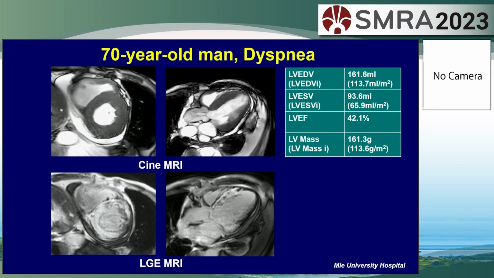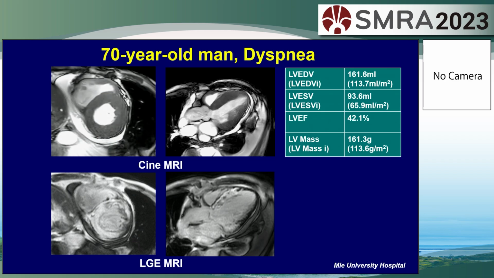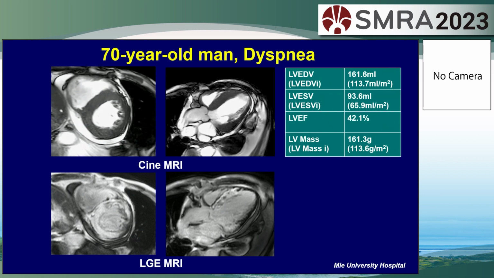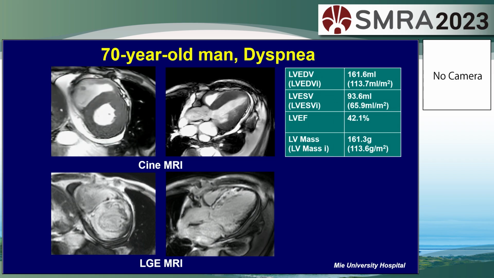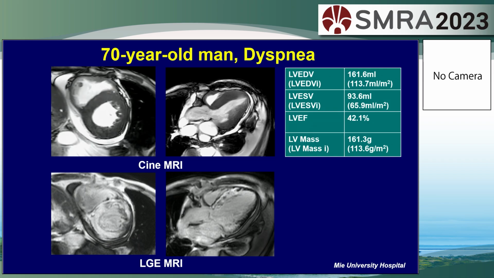I will show you another case. A 70-year-old man with dyspnea, pericardial effusion, and LV thickening. And in this case, late gadolinium enhanced images show a diffuse myocardial enhancement, and the apical wall is normal, so spared. So this pattern is suggestive of cardiac amyloidosis.